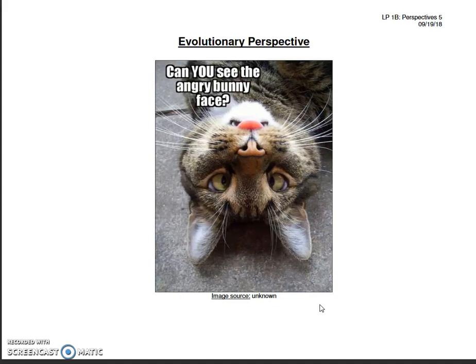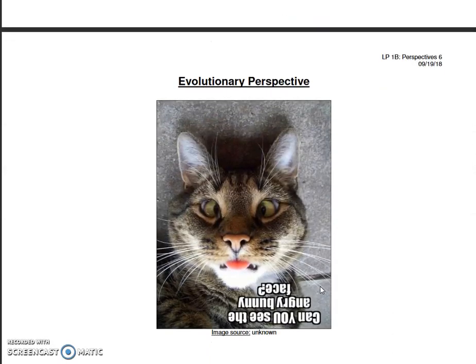So in this picture, we are much more likely to perceive an angry bunny face in this upside down cat when there really isn't an angry bunny face. But we seem to be predisposed to be perceiving faces when they don't really exist. And if we take a look at the cat right side up, the angry bunny face doesn't seem to be there. But again, the point of this is that we have this predisposition to see faces that don't really exist, and it had an evolutionary advantage.